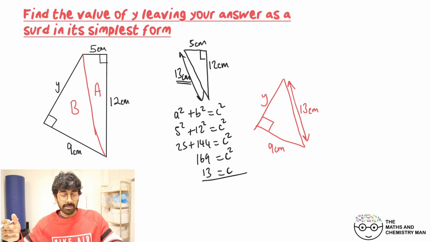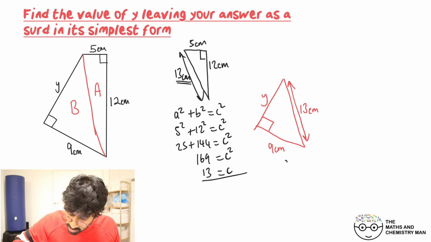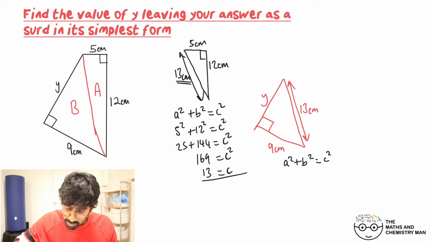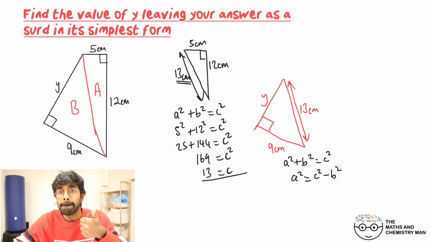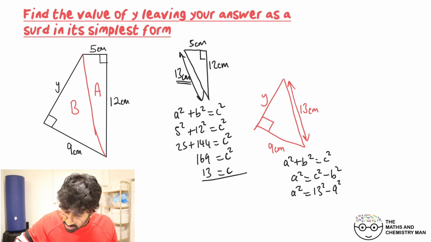So now have a think. How are we going to find Y? Again, we're going to need to use Pythagoras. But we're looking for one of the shorter sides this time, so not adding together the two numbers. So we'll have a squared plus b squared equals c squared. Now remember 13 is c squared, right? So what we need to do is maybe do a little rearrangement of the formula. So we can say a squared is equal to c squared minus b squared. And then we'll have a squared is equal to 13 squared take away 9 squared.